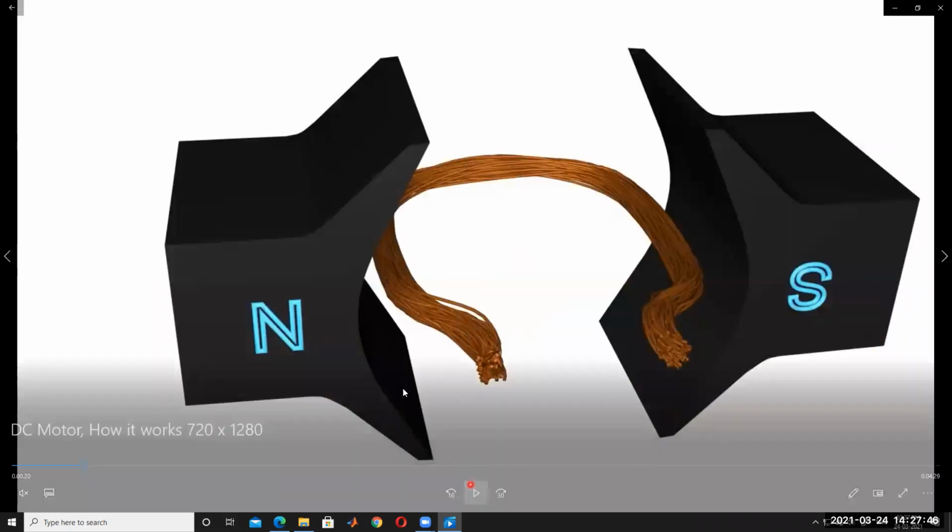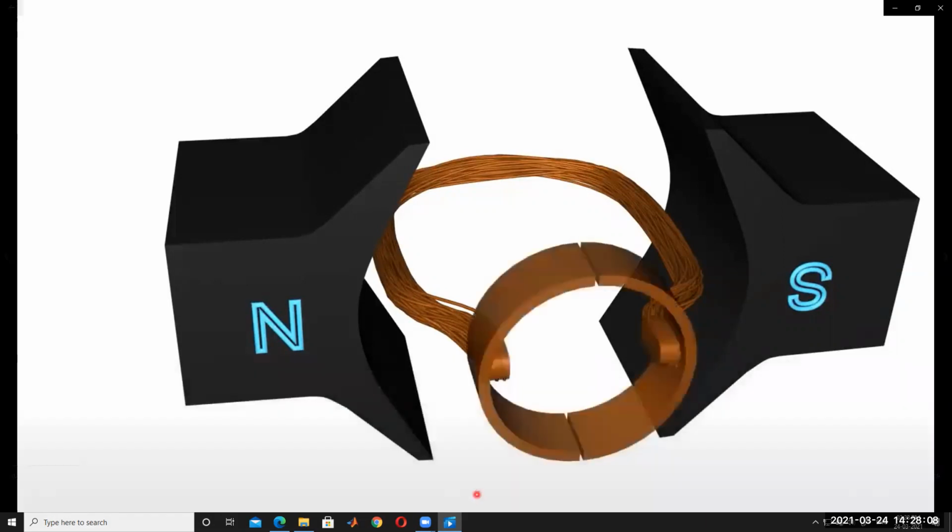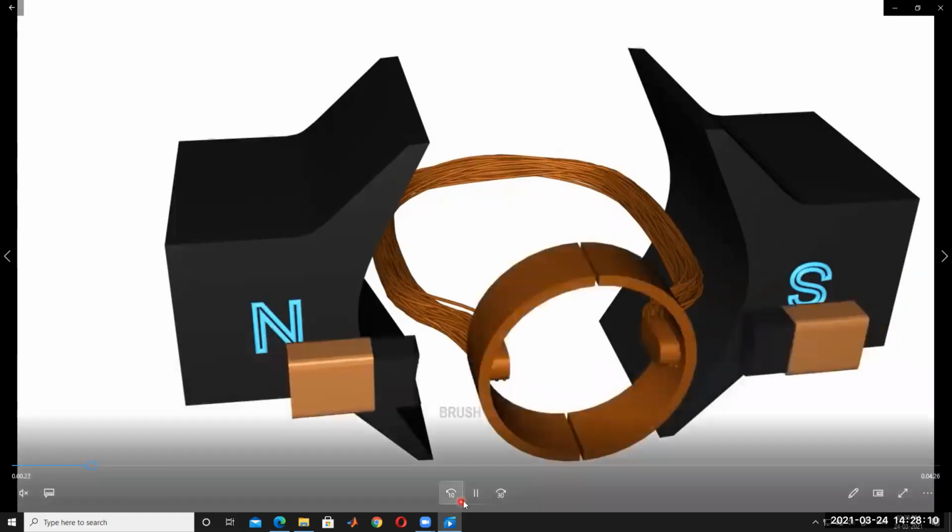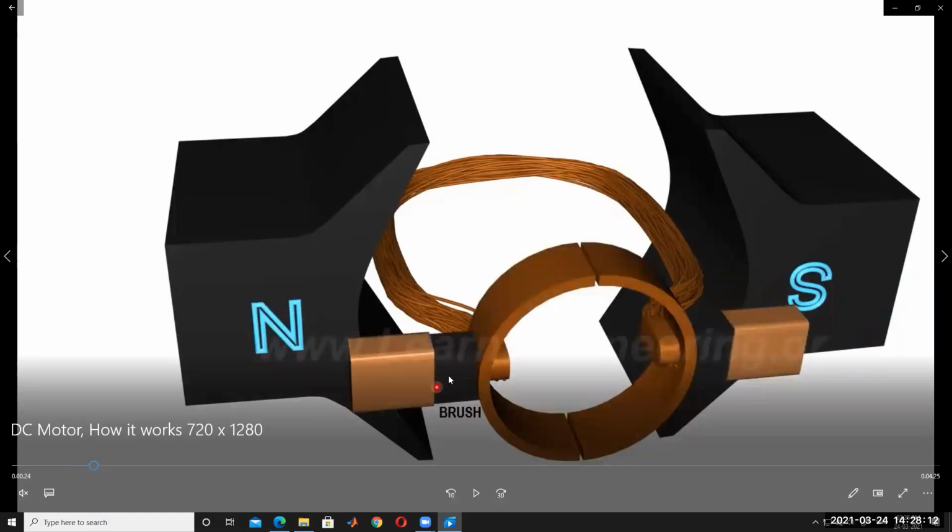So this is called a north pole and south pole. From this north pole, the flux lines leave like this, and enter the south pole like this. This is called the field winding, this is called the pole core and this is called the pole shoes. This is the armature winding. This is called the brushes.